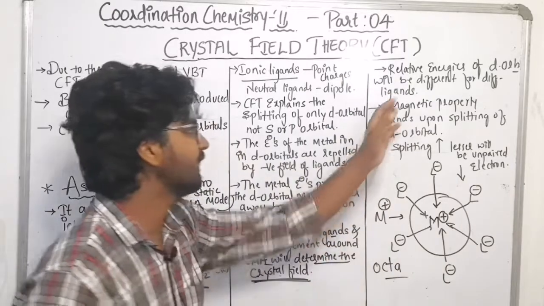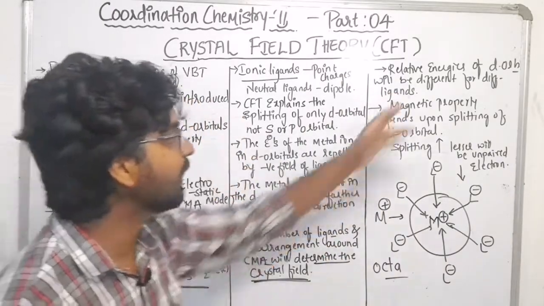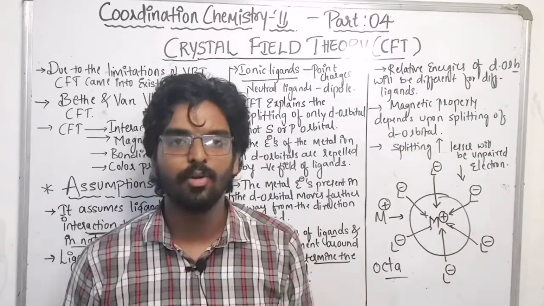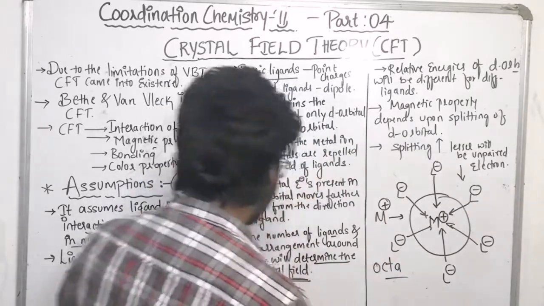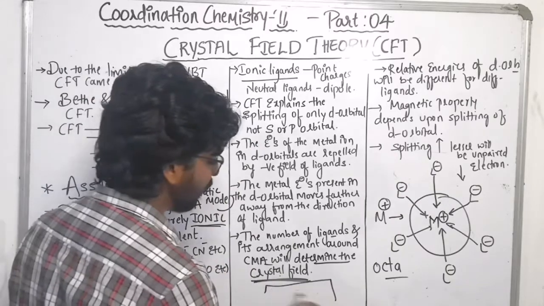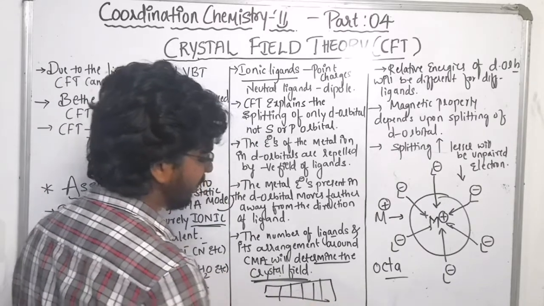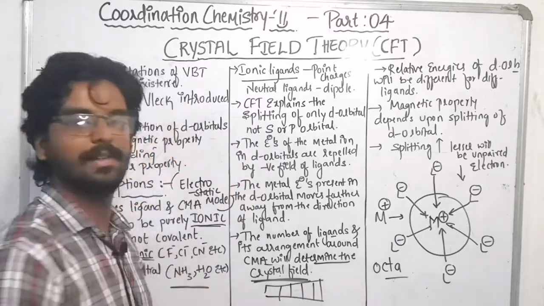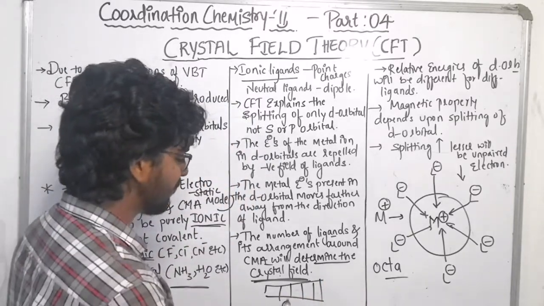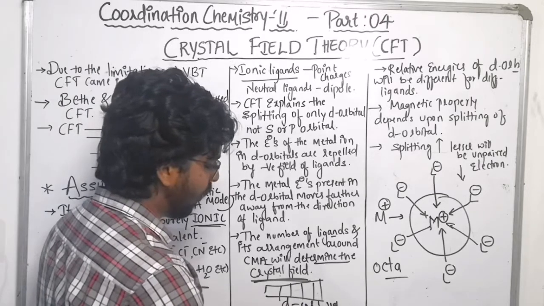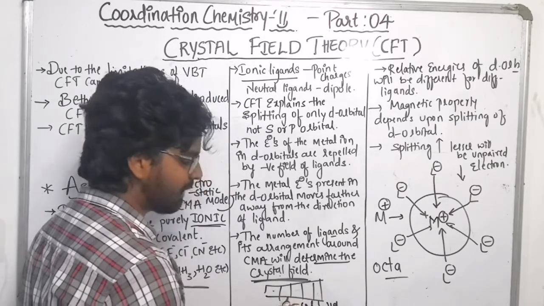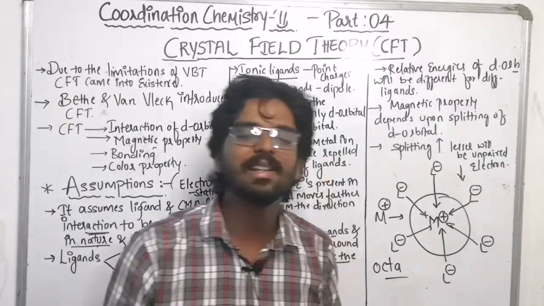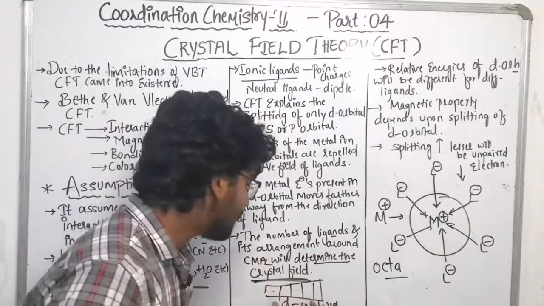Okay, and the last thing is that the relative energies of d orbitals will be different for different ligands. Here, according to VBT, we are considering the hybridization of the d orbitals. See, it is only 5. Yes, see here. So consider this as a d orbital here. All these d orbitals, dxy, dyz, dzx, dx square minus y square and dz square, all these d orbitals have the same energy.